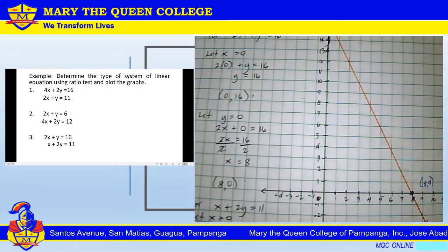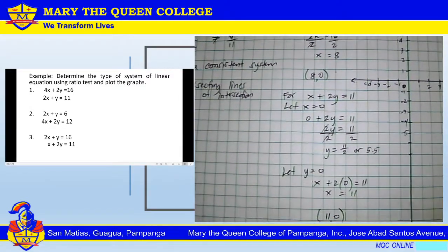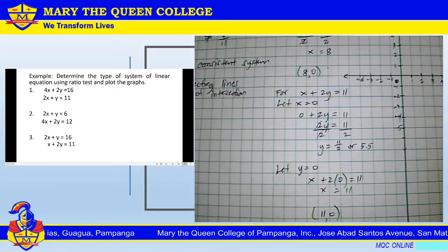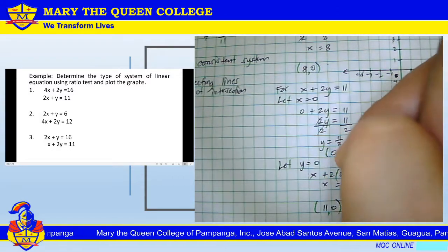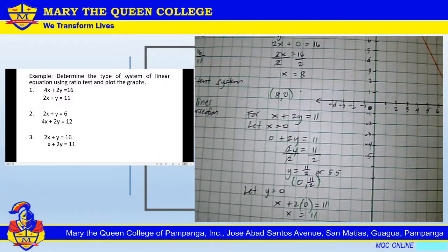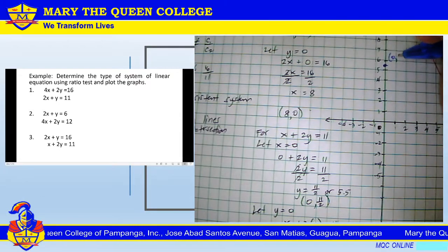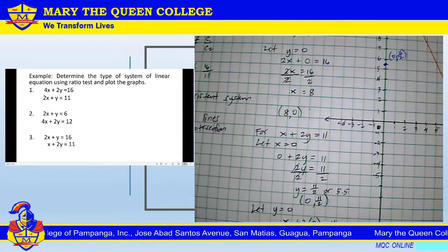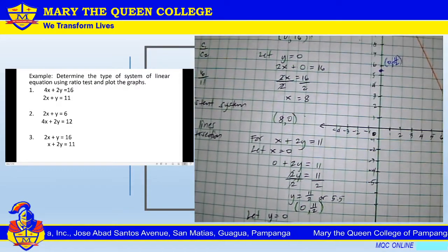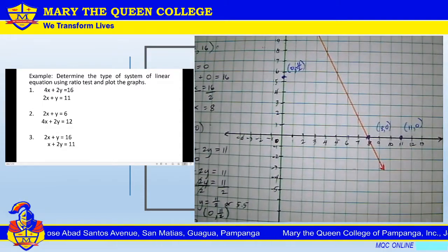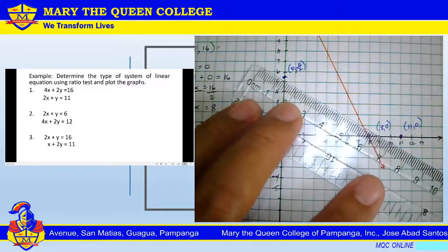Okay. And then, for our second linear equation, what are the set of points we have? Oh, I forgot. Okay, so we have this (0, 11 over 2). So 0 and 11 over 2, that is 5.5. 5.5 here, okay? And then (11, 0) is here. So we will connect these two points.